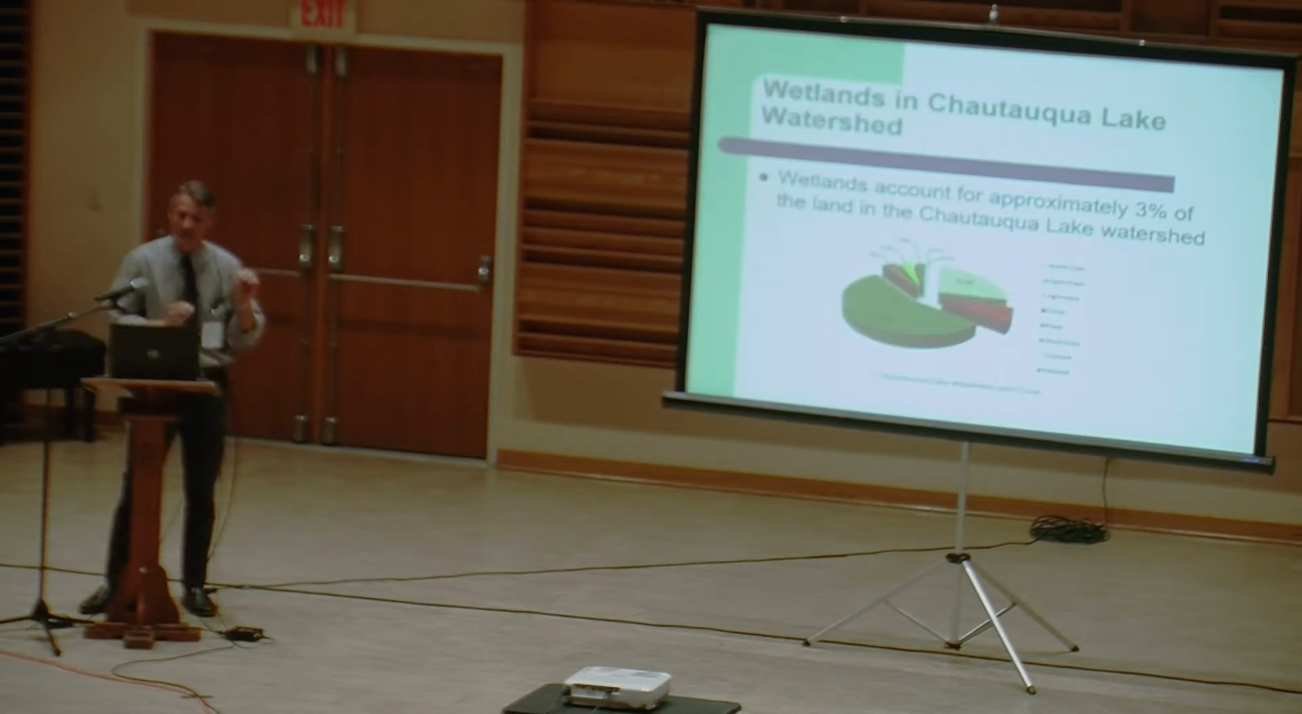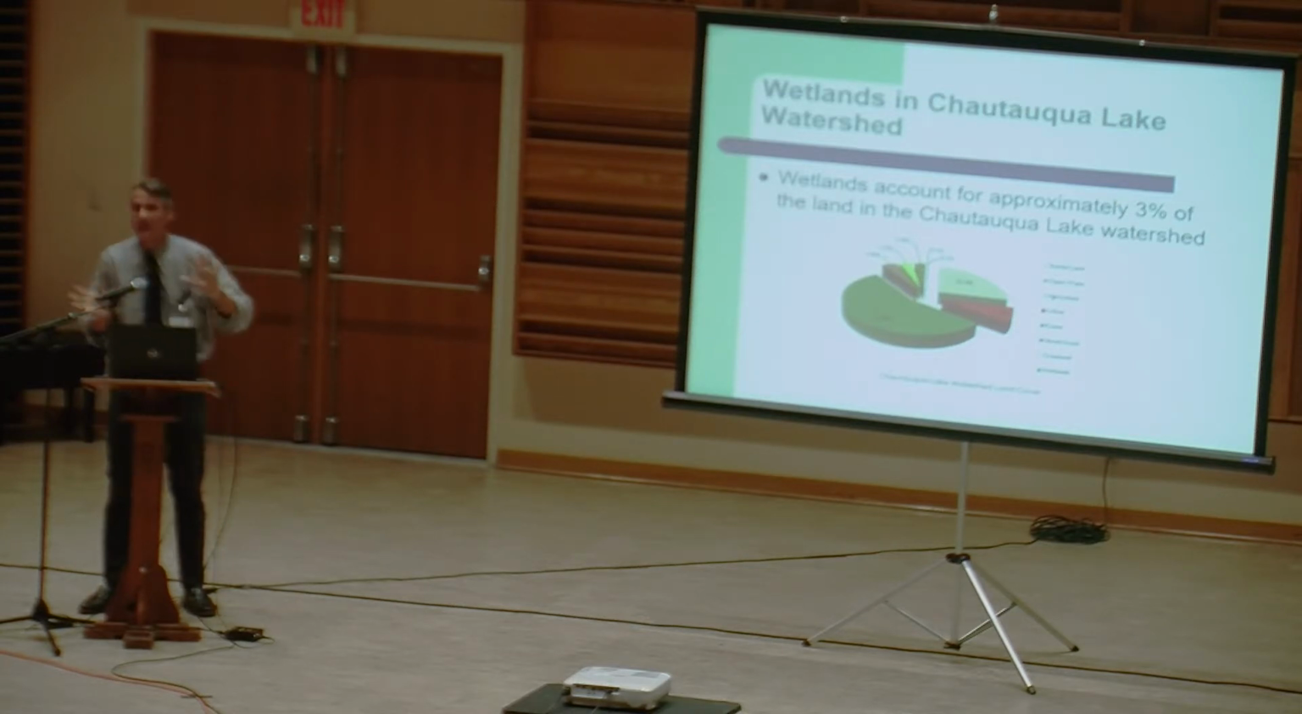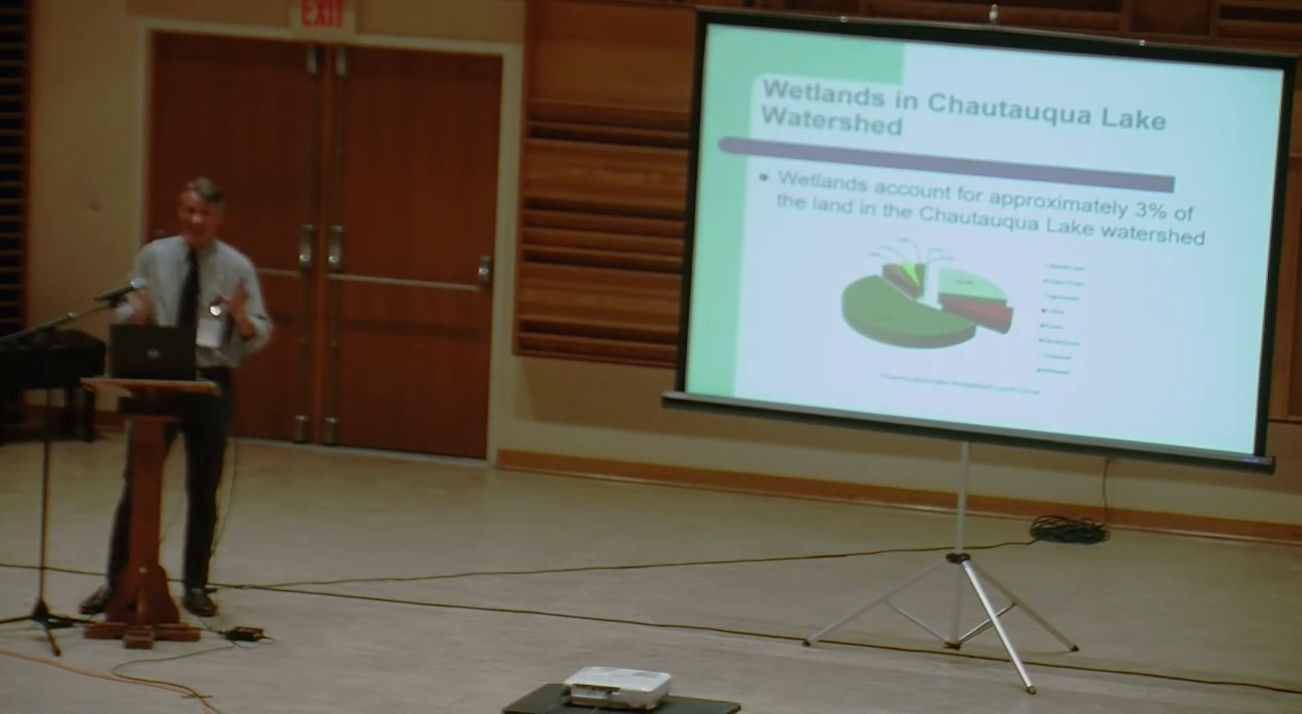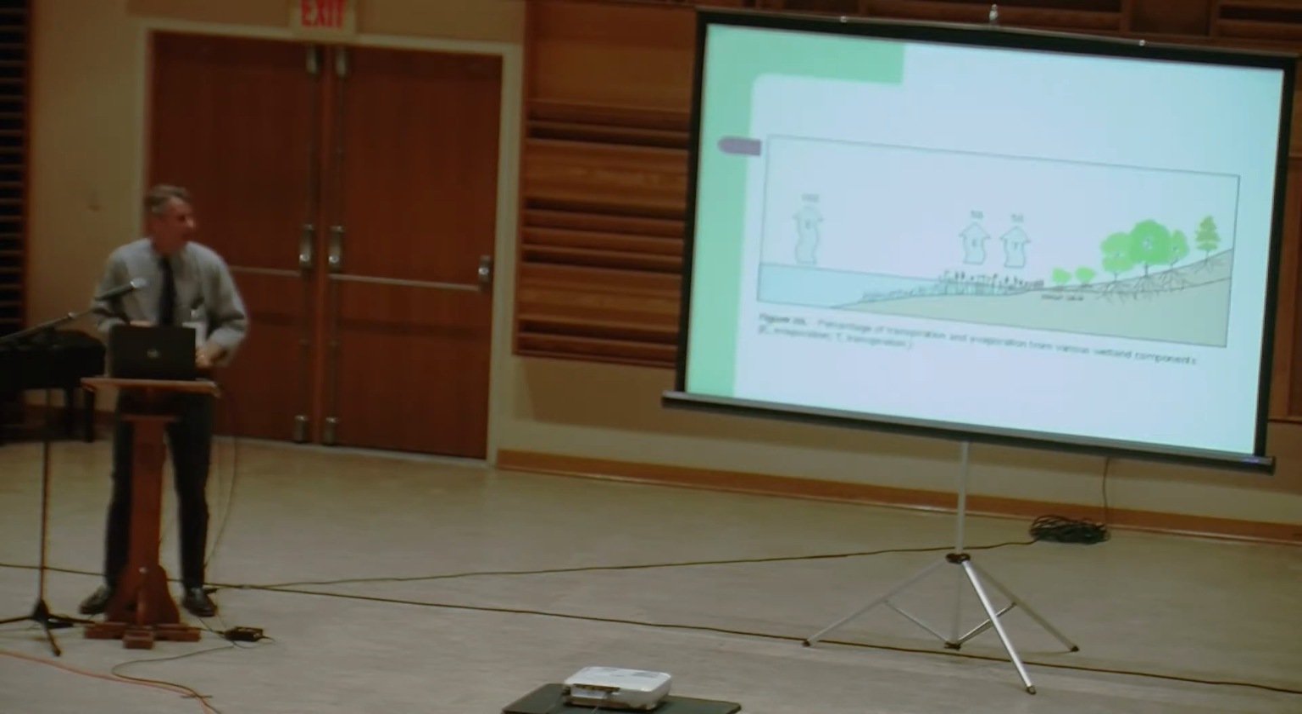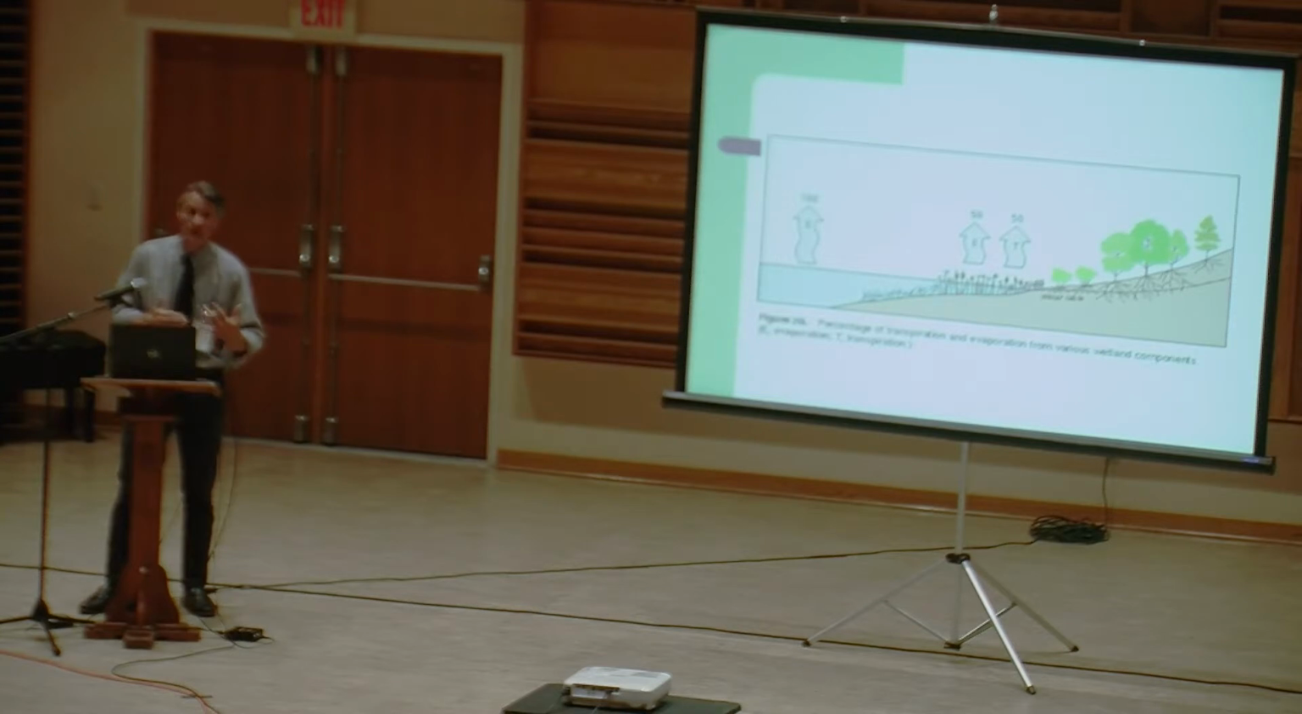I do want to emphasize that wetlands are very important in that they remove a lot of pollutants. They help to put water up into the atmosphere. In Chautauqua Lake watershed, about 3% of your land is wetlands, and that's about 3,000 acres of wetlands. And wetlands have a lot of value. Number one, they're a great refuge habitat for a variety of organisms. So there's a lot of desirable wildlife that utilizes wetlands at some point in their life cycle.